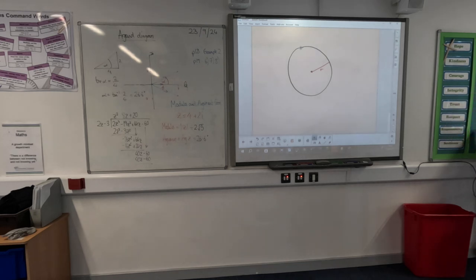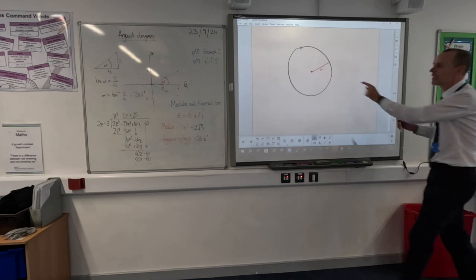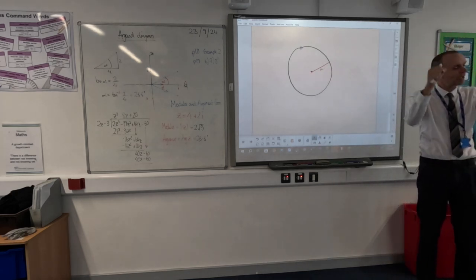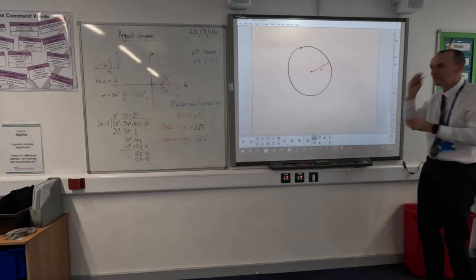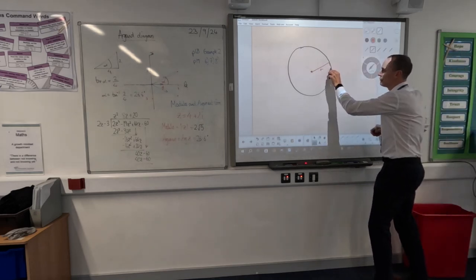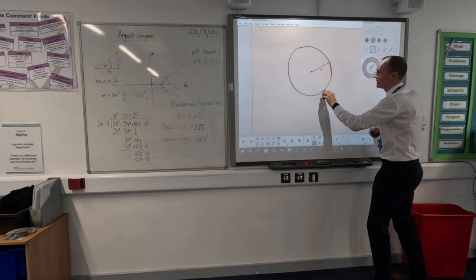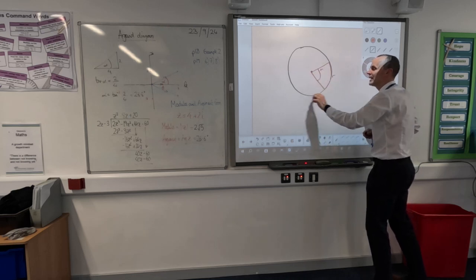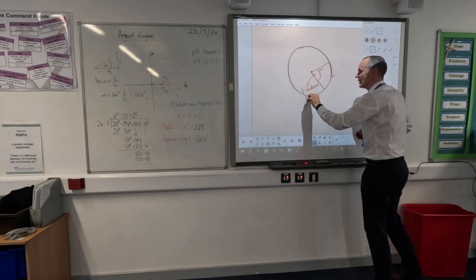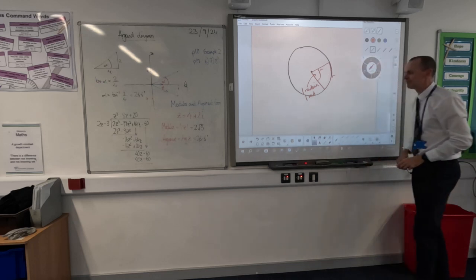A radian is the angle you get if you take a radius and bend it and stretch it around the outside of a circle. So imagine that length stretched around the circle. So that length there is the same as that length there. This angle here is 1 radian, or 1 rad.